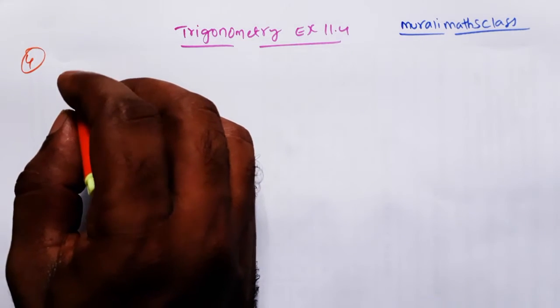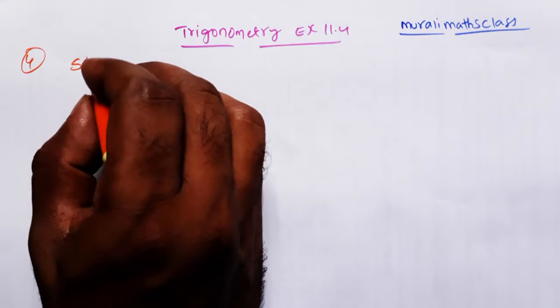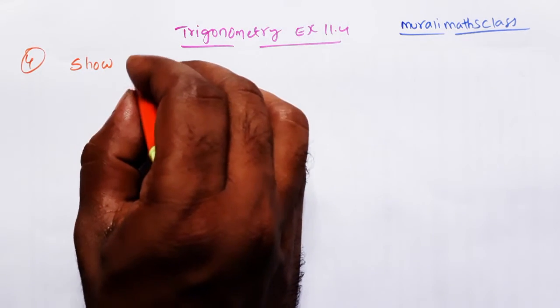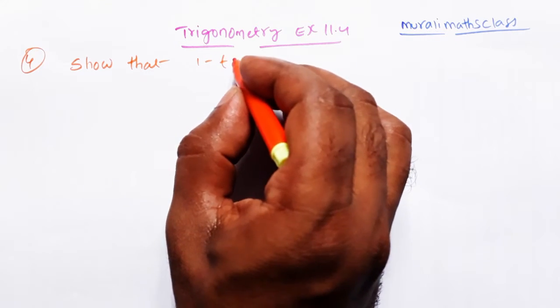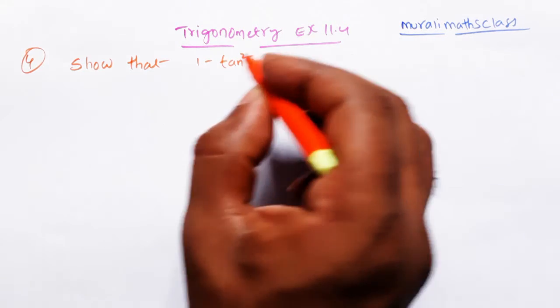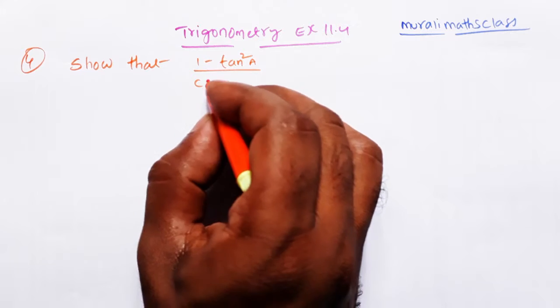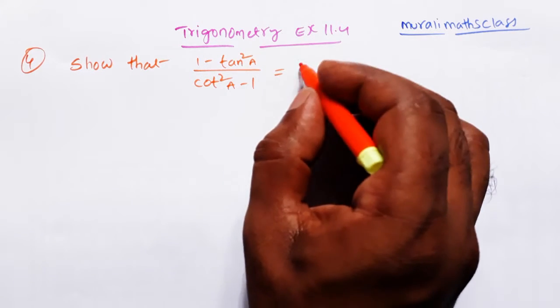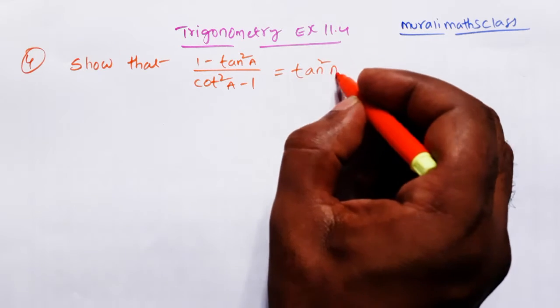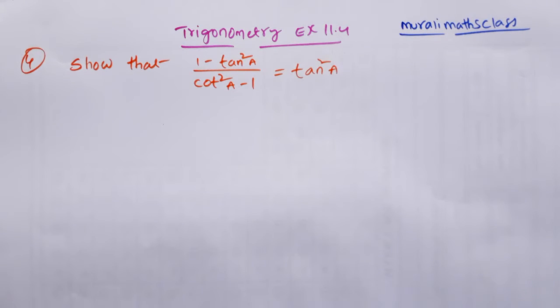So first we will write the problem. Show that (1 minus tan square A) divided by (cot square A minus 1) equals tan square A. This we need to show.